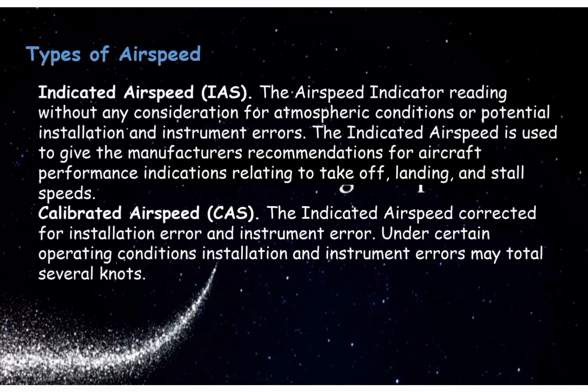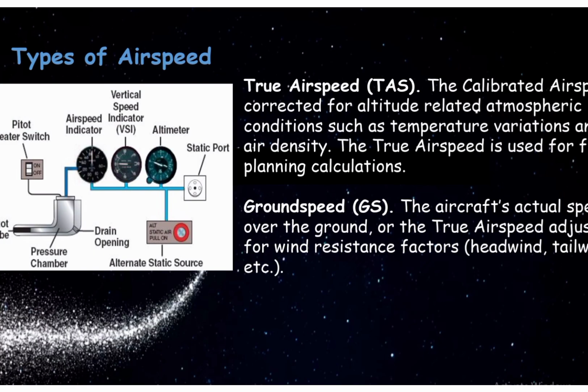And we have the types of airspeeds. Indicated airspeed means the reading of the air without any consideration of errors. Truly it is what speed it shows, that is the indicated airspeed. Another one is true airspeed, which is calibrated by corrections for variations of altitude and eliminates the errors. And ground speed is the aircraft's actual speed over the ground, or the true airspeed adjusted for wind resistance factors.